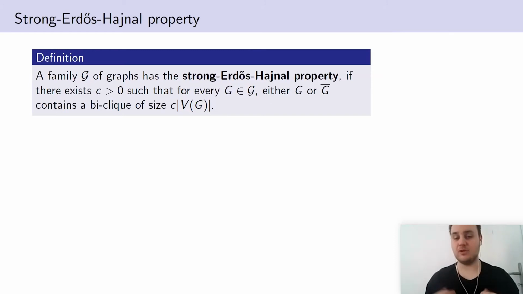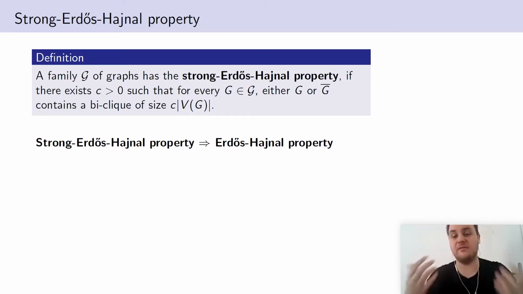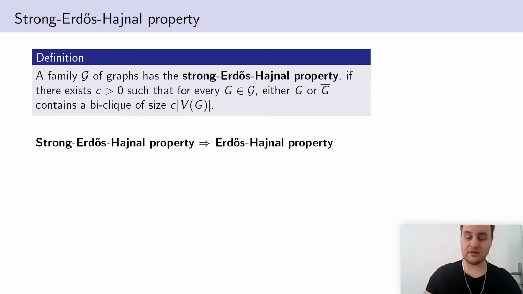So instead of finding a polynomial size clique or independent set, we want to find a linear sized biclique or the complement of it. Now it turns out that this strong Erdős-Hajnal property is really stronger than the Erdős-Hajnal property. So in hereditary families of graphs, this property implies the Erdős-Hajnal property itself. And in general, the idea behind it is that it should be much easier to find sets that are complete to each other or that are empty to each other than finding a clique or independent set itself. So that's the basic idea behind this approach.